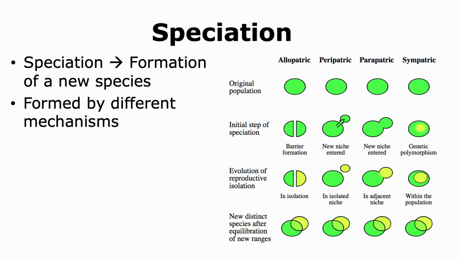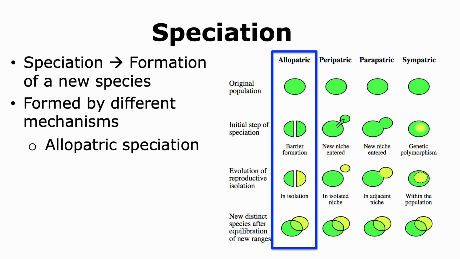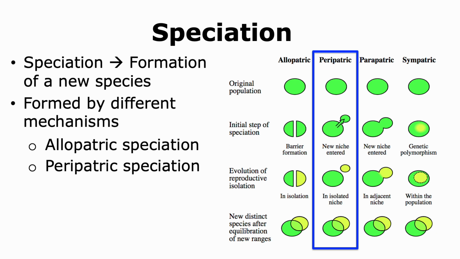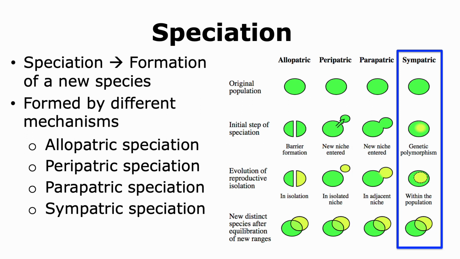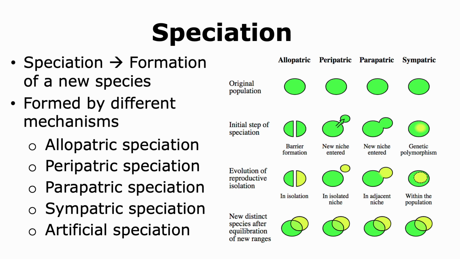The process of forming species is called speciation, and species can be formed by different mechanisms. These include allopatric speciation, peripatric speciation, parapatric speciation, sympatric speciation, and the more recent artificial speciation, where human activity is involved in the speciation process. In this talk, we will focus more on allopatric and sympatric speciation.